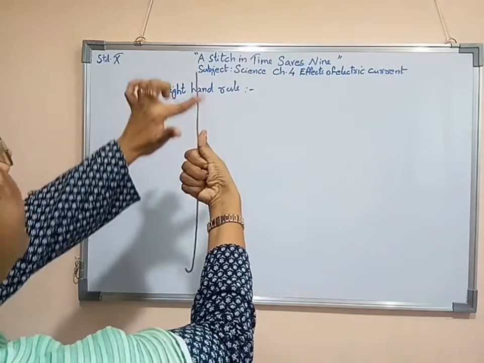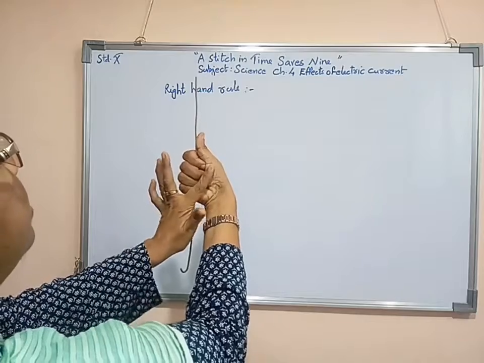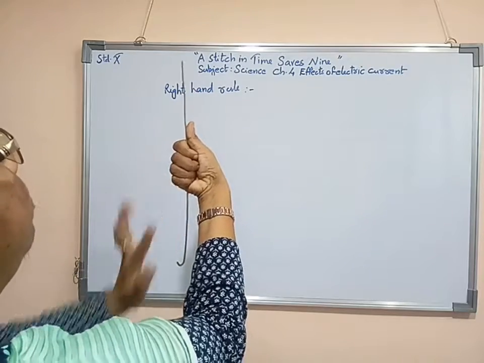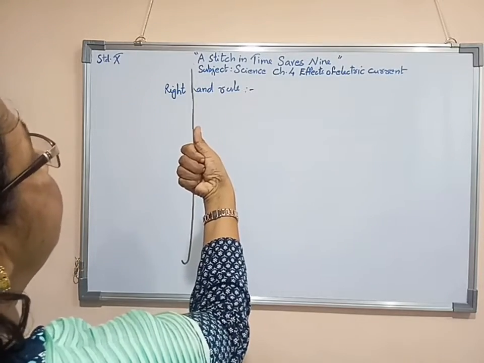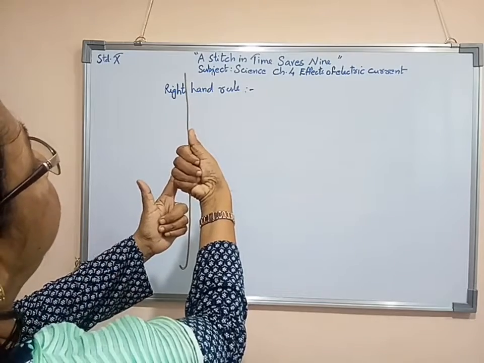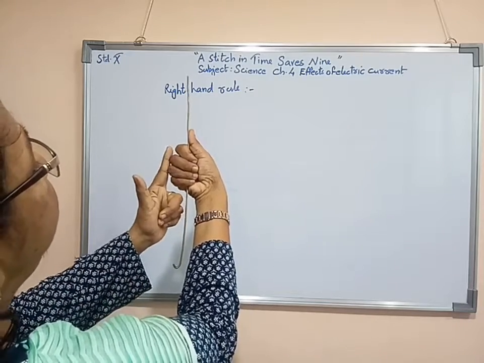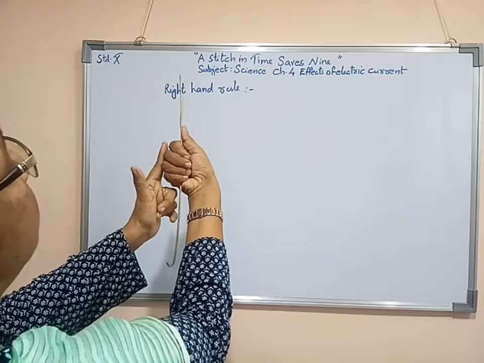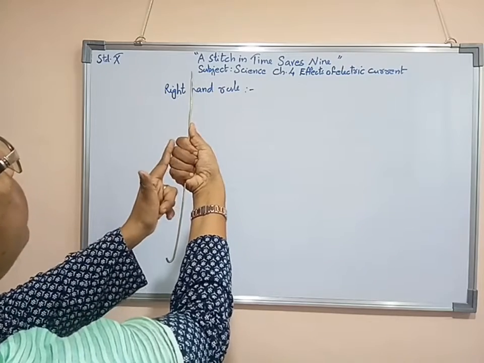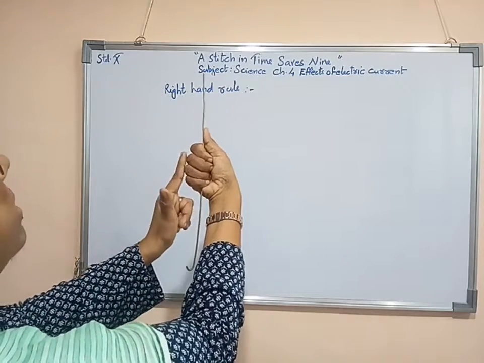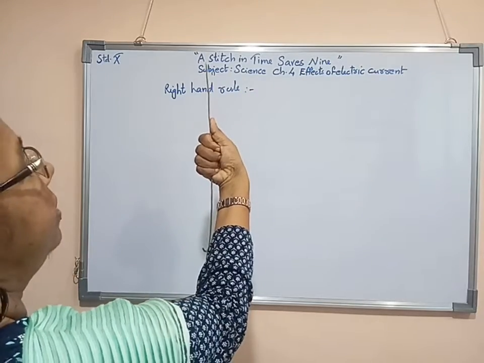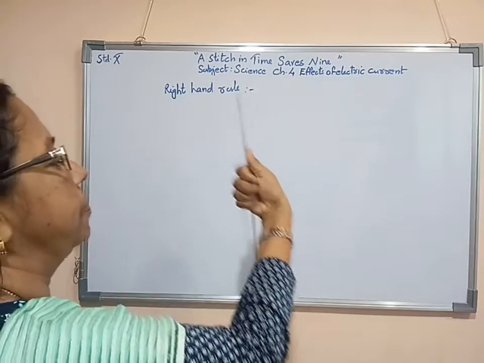Thumb shows the direction of the current. Curled fingers show the direction of the magnetic lines of force. Then the direction of the magnetic lines of force will be towards where we are folding or turning it. Towards that direction, the magnetic lines of force will be there.